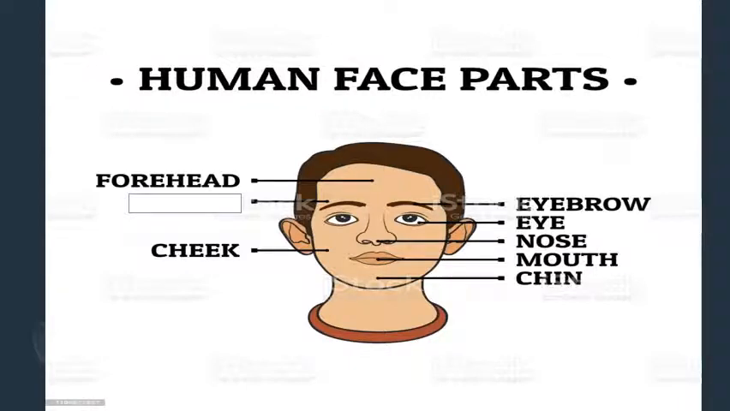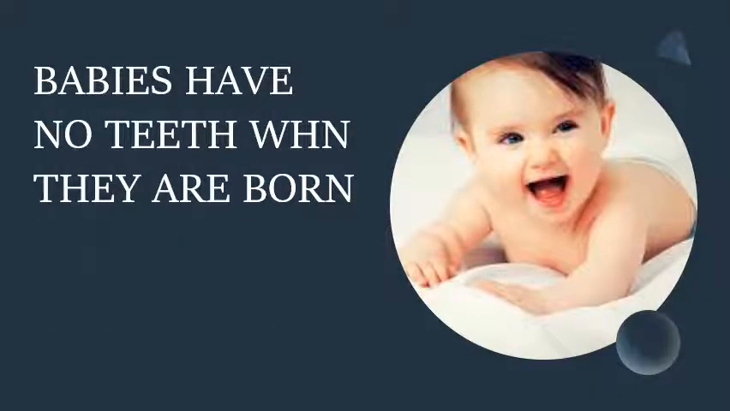Now you all know that we have a mouth, no? So what is inside the mouth? We have a tongue and we have teeth. We have a set of teeth, right? Babies have no teeth when they are born. Small babies, when they are born, don't have teeth.